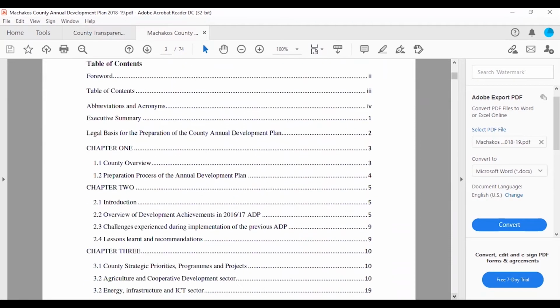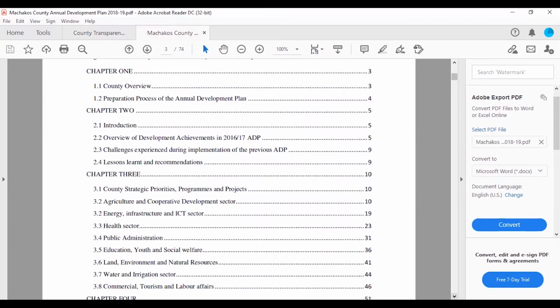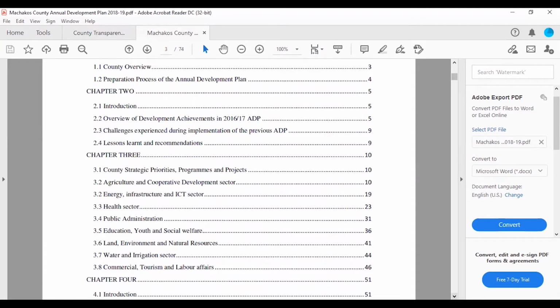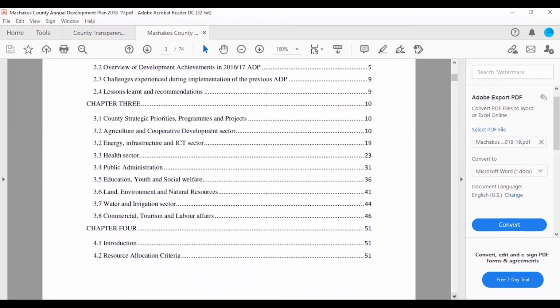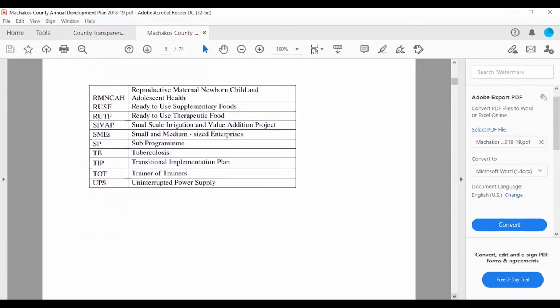So you can see now the table of contents. You can find that chapter 1 gives a county overview and the preparation of the annual development plan. Chapter 2 talks about overview of the development achievements in the previous ADP, the challenges experienced during implementation of the previous ADP, and lessons learned and recommendations. And then chapter 3 starts to talk about county strategic priorities, programs, and projects for this current financial year.